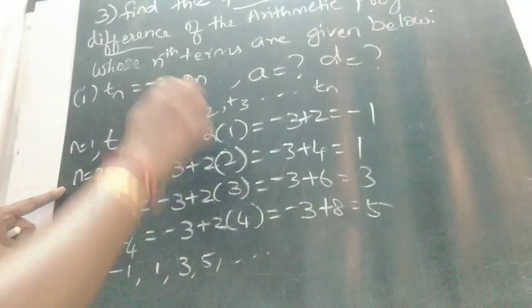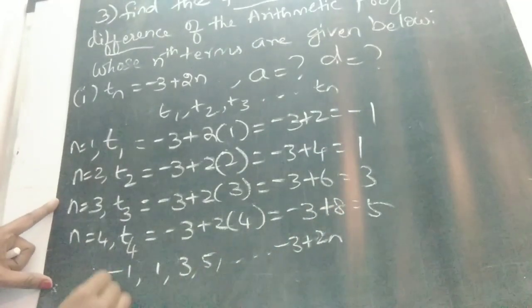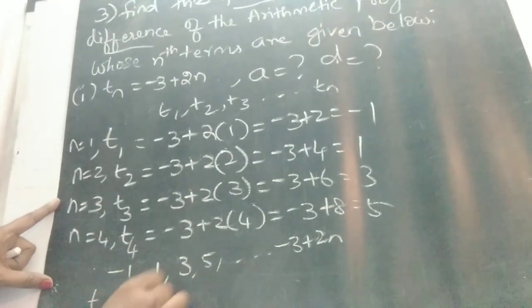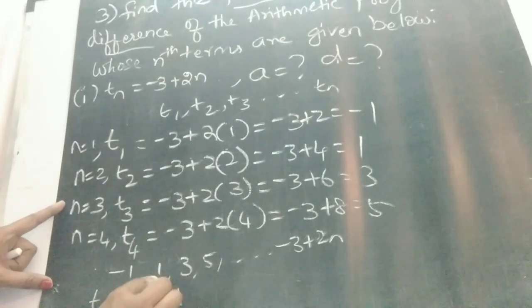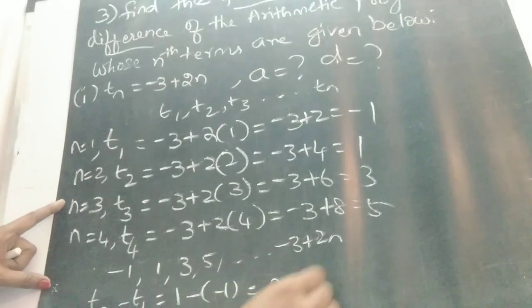And your Tn, the last term, is minus 3 plus 2n. Now check whether they are in AP. What is the condition to check? The common difference should be the same. So subtract the second term, 1 minus of minus 1, which is 1 plus 1, 2.